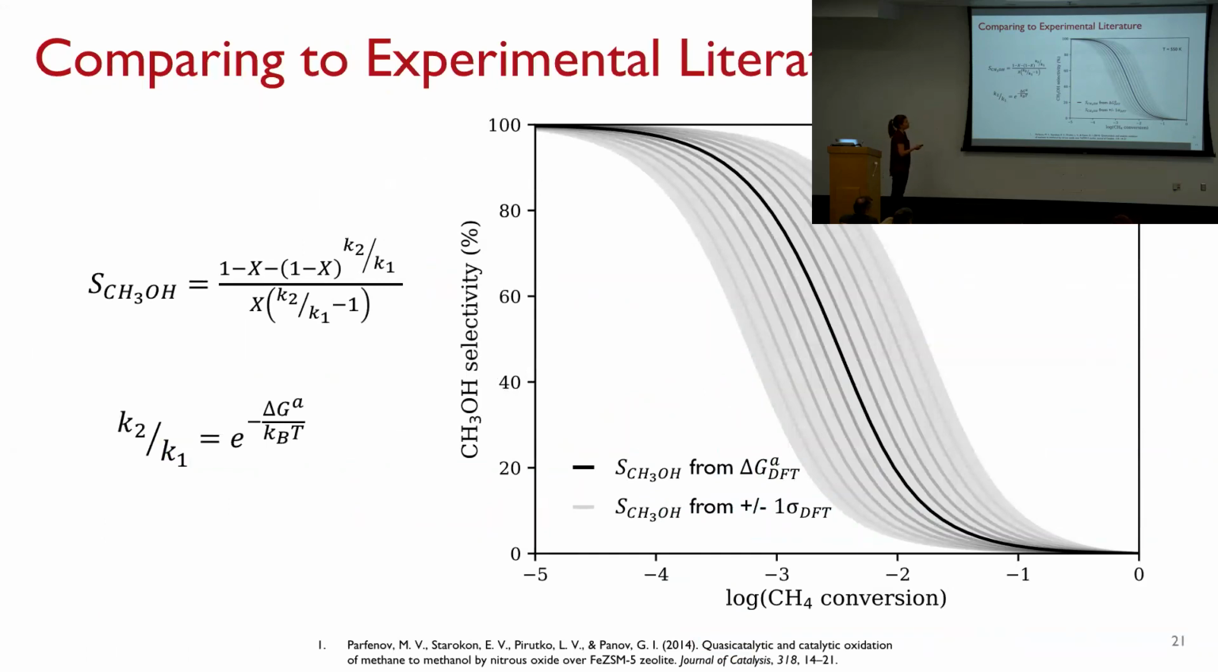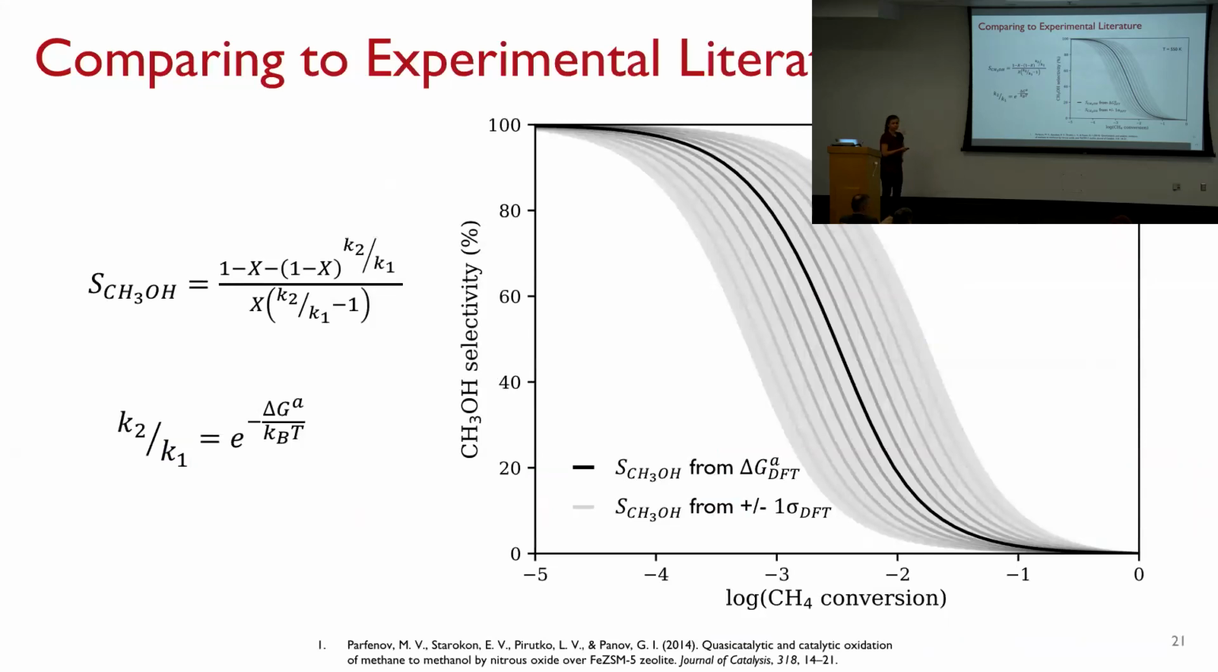And that's shown over here on the right. We're now plotting this at a temperature of 550 Kelvin. In black, I'm showing this expression with the K2 over K1 from DFT. And all of the gray is showing the plus or minus 1 sigma, one standard deviation of the scaling.